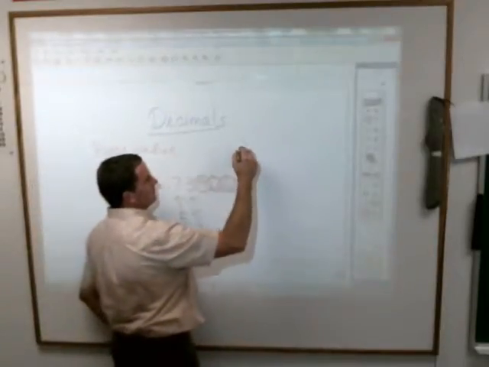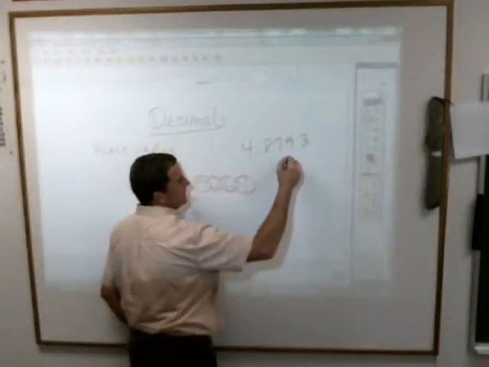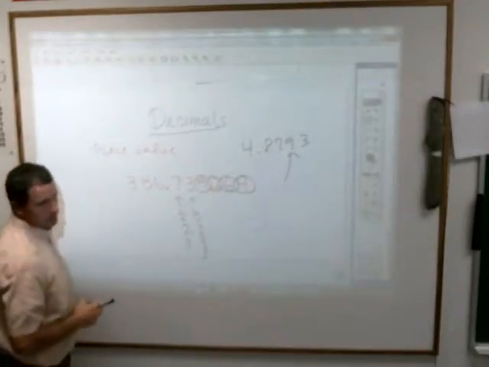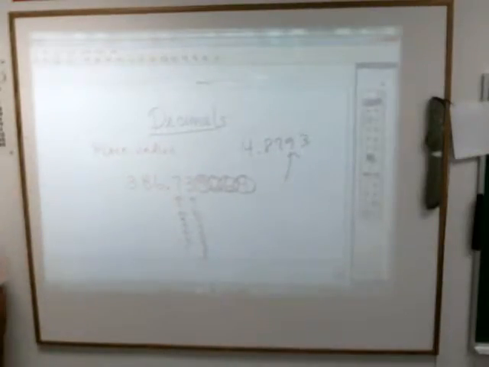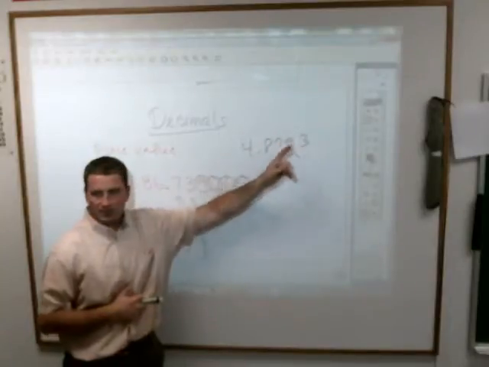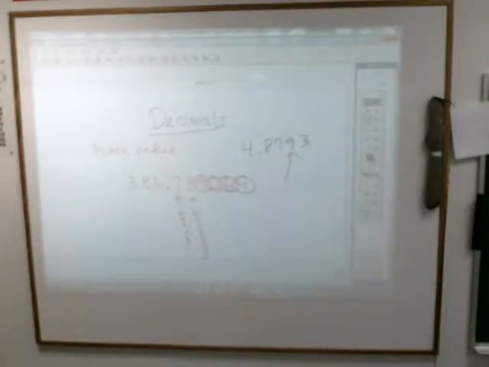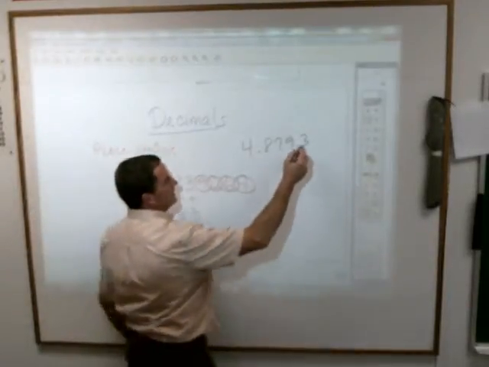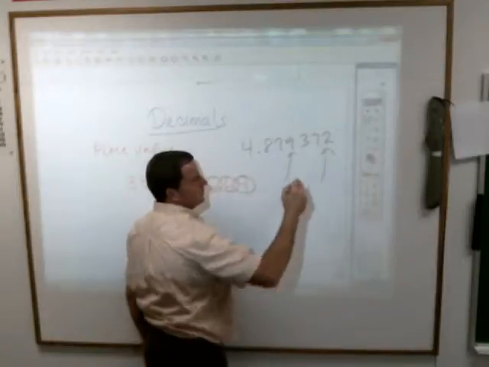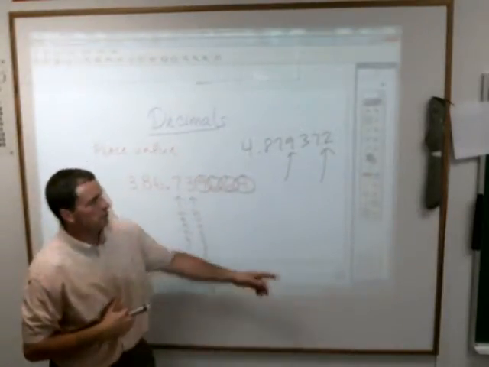Let's see, I've got this number, 4.8793. The 9 is in what place? What place is that 9 back there? Thousandths. Exactly. Tenths, hundredths, thousandths, ten-thousandths. There's no miracle here, people. It doesn't change from one number to the next. The order stays the same. If I had a 7-2 there, this 2 is in what place?